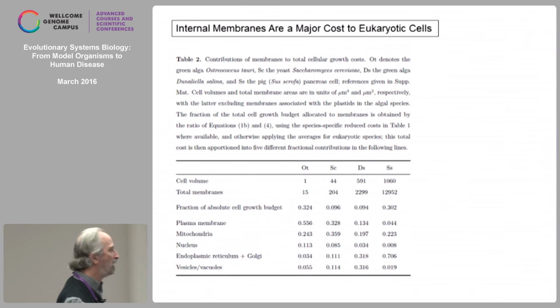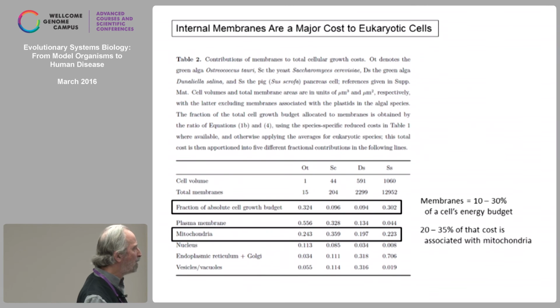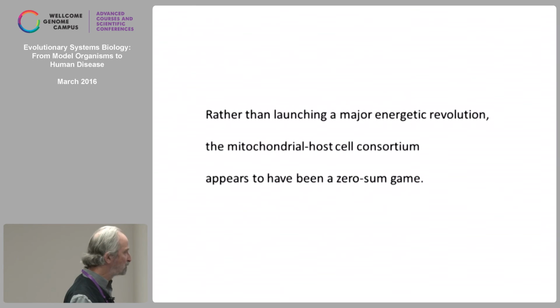And what we find is about 10 to 30% of the total energetic budget of a eukaryotic cell is going into making membranes. So that's the sum of all the membranes, the ER, the Golgi, the nuclear envelope, the mitochondrial membranes, and so on. And of that cost going into membranes, about 30% is spent just on the mitochondria. So yeah, mitochondria are making energy for us, but we're paying a price just to build mitochondria. So it's a nice consortium that we have.